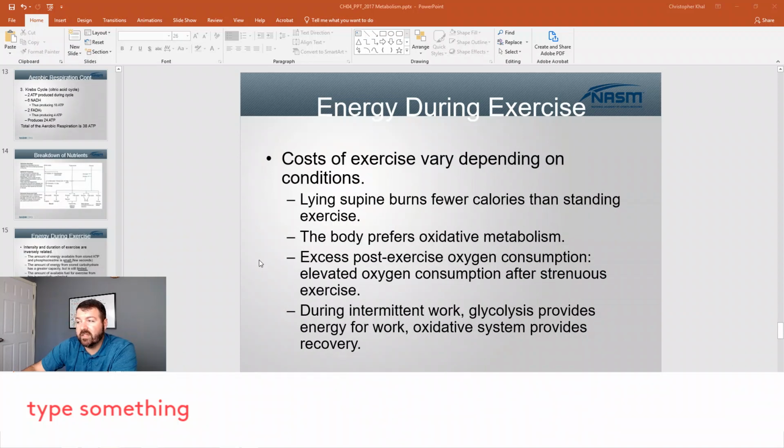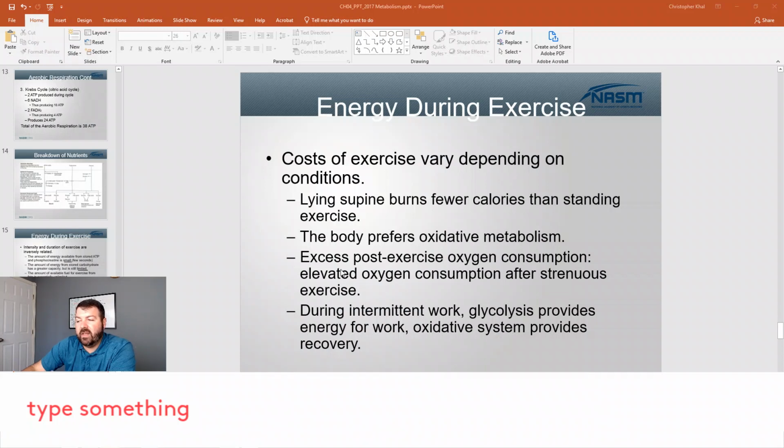The cost of exercise varies, obviously, depending on the condition. For example, when we're lying down in bed, we're not really burning a lot of calories. We're still burning calories throughout the day, even when we're not doing anything, just to maintain our current metabolism. Your body does prefer that oxidative state.